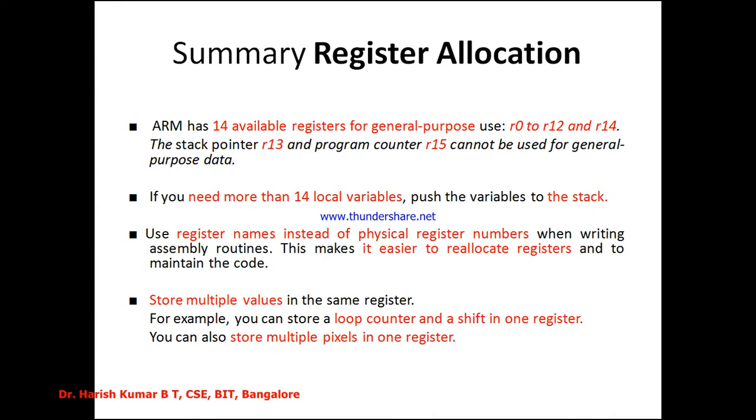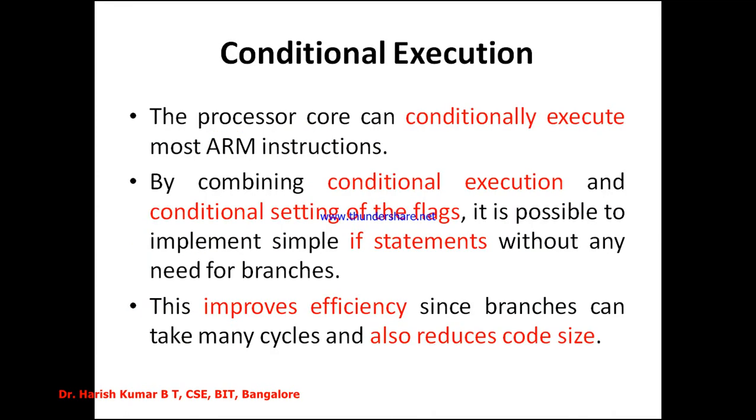That is when you're passing the arguments, when you're performing load multiple and store multiple operations, when you're performing load double and store double, and when you store multiple values in the same register. That is what we discussed in the previous example: the index and the increment value. Index is a 16-bit number, increment is a 16-bit number. We stored these two inside one single register, and we stored 4 pixels in one register again. So this is the summary of the register allocation, and the next topic is conditional execution.